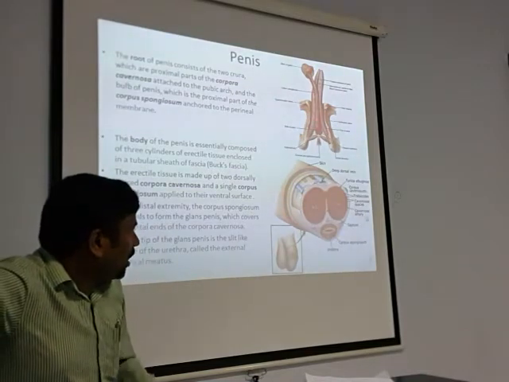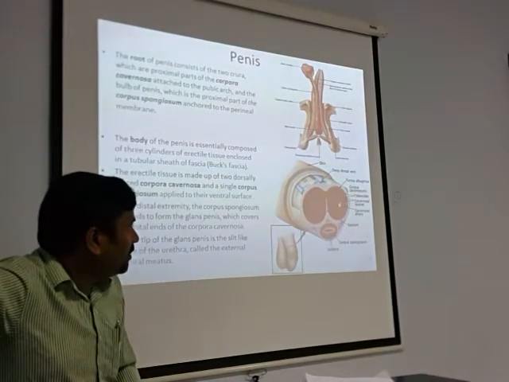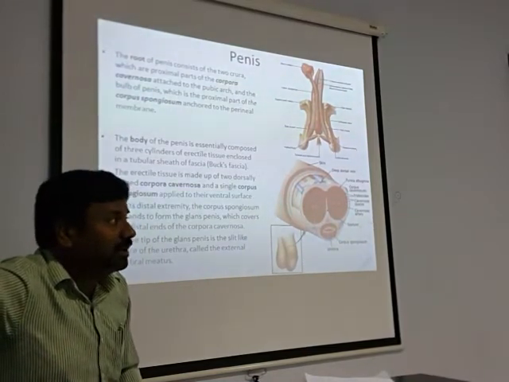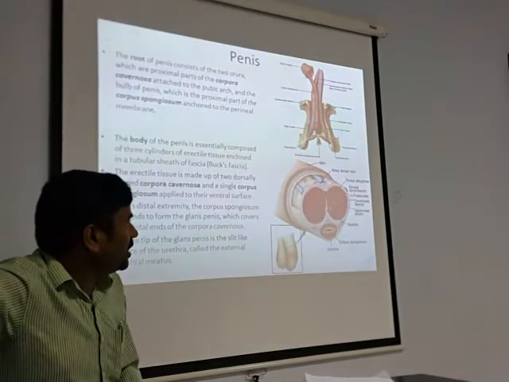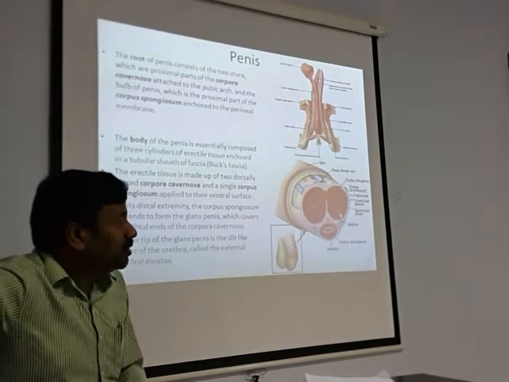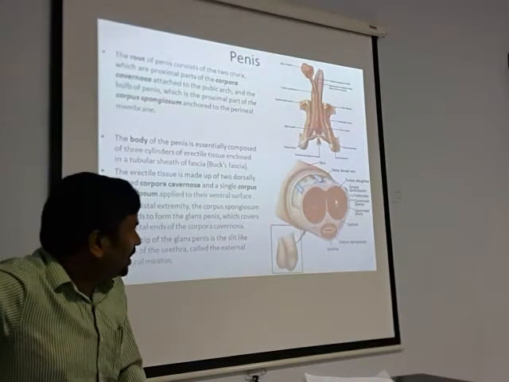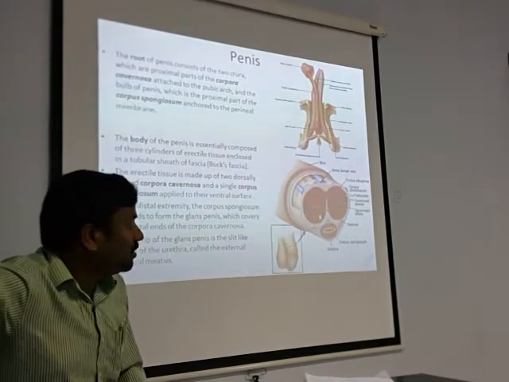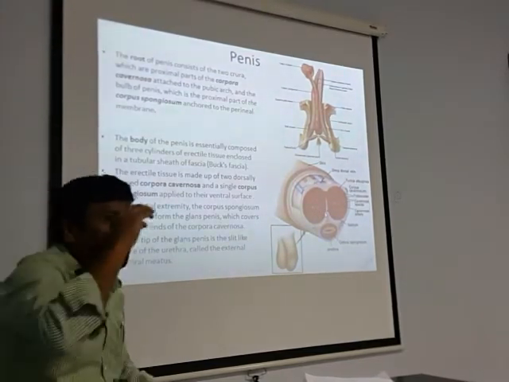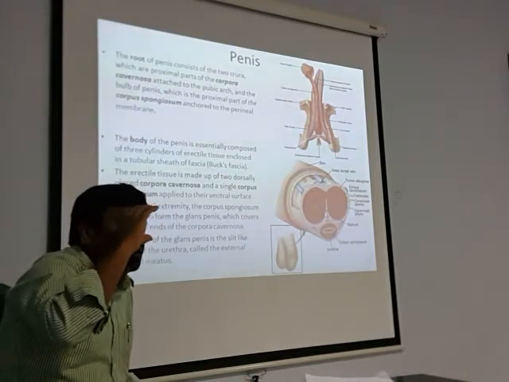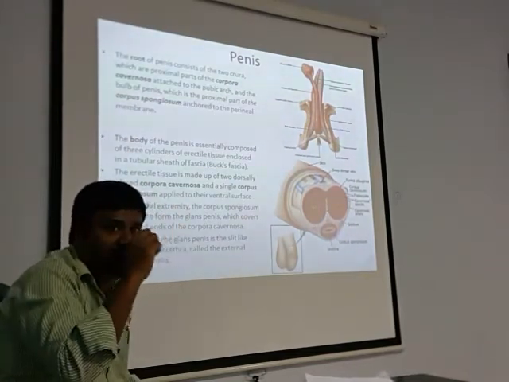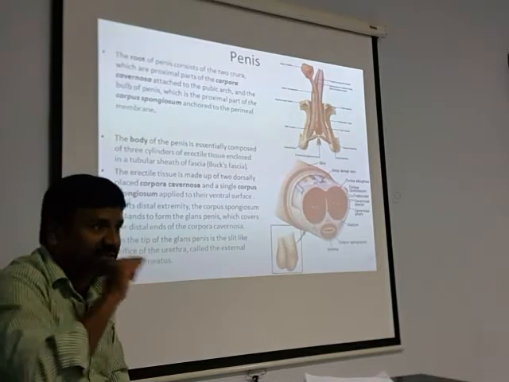Whereas in these 2 corpora cavernosa, in the center you have the arteries. What do they contain? They contain the arteries. As I said, these are the 2 structures, the corpora cavernosa. Cavernosa means you have small spaces like a sponge. When you observe a sponge, it consists of small, cavernous spaces.